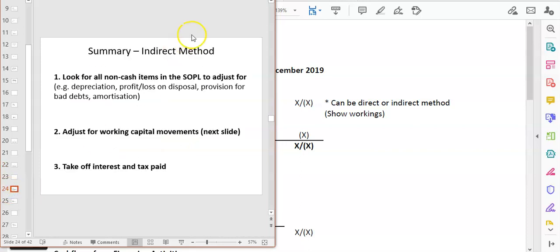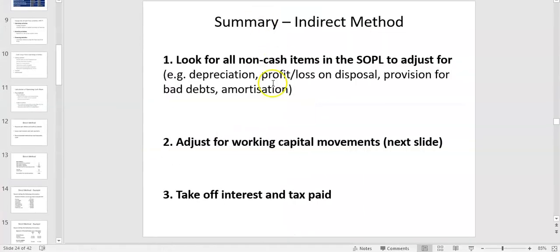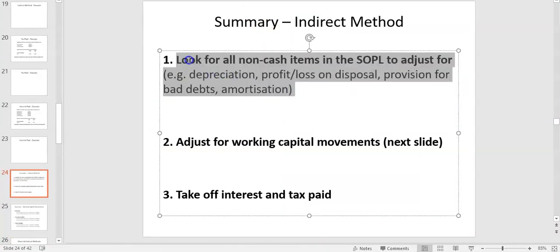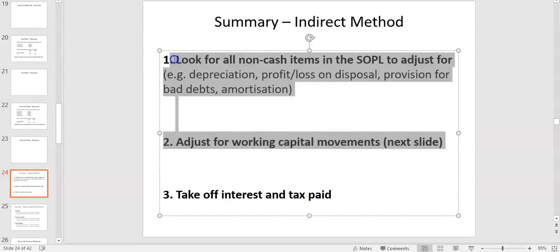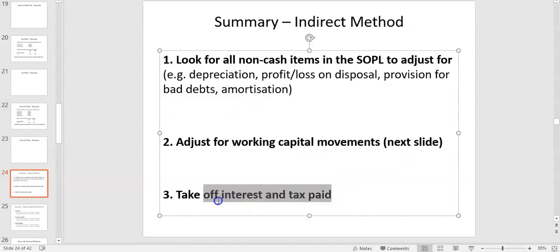All right. So what is the summary then for the indirect method? You start off with non-cash items, such as depreciation or profit or loss on disposal, and you adjust for those by taking them out. You then adjust for working capital movements, which we'll look at in a second, the rules. Then you take off interest and tax. Please note these two are different than the direct method. So there's different approaches. Interest and tax paid are the same.